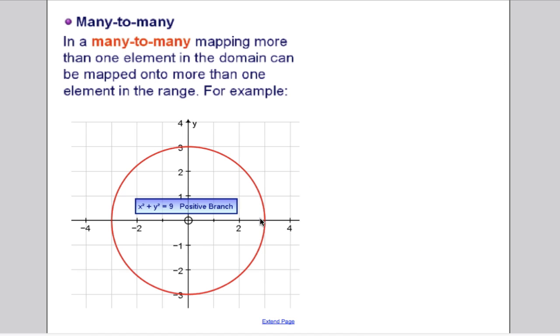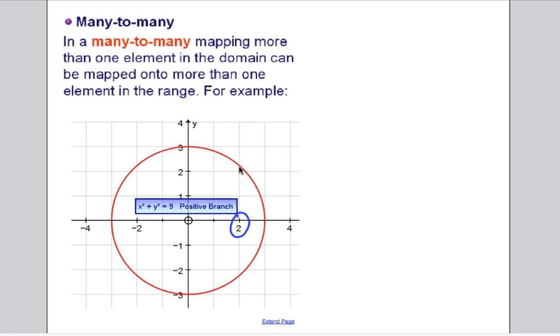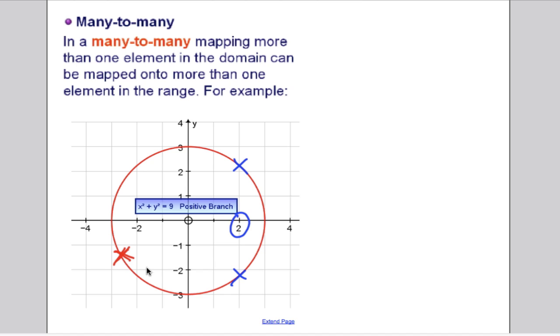And lastly, many-to-many mappings. Many-to-many mappings do what they say on the tin, as such. If I put an x in, like 2 here, I get many outputs, okay? And let's say for a particular y, like here, that value of y may be minus 1.5. If I ask what did I have to put in to get those values of y? Well, there are 2 different x's that give me those y's. So for every x, I get many y's, and for any particular y I choose, many x's can get me there. And there are the 4 types that you need to know.